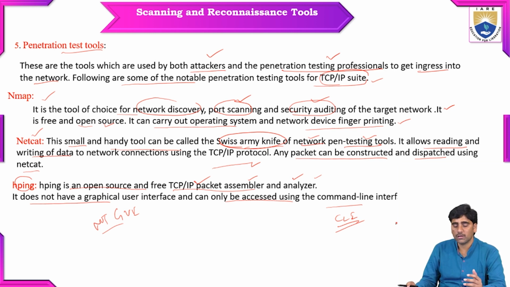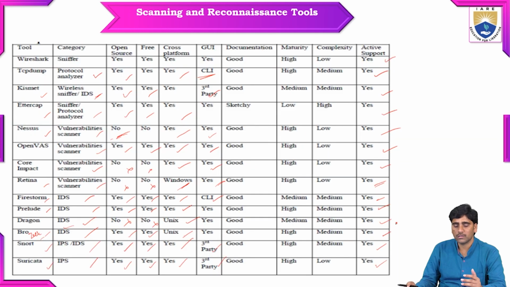And here, these are all the different tools, and we looked at the category of the tools, whether they are open source or not, whether they are free of cost or not, how many tools are cross platform independent tools, how many tools are used in both GUI and CLI mode, and how they are actively supported for finding vulnerabilities or finding the profile of the organization. So this is all about the scanning and reconnaissance tools that we use in regular or real-time scenarios. Thank you all.